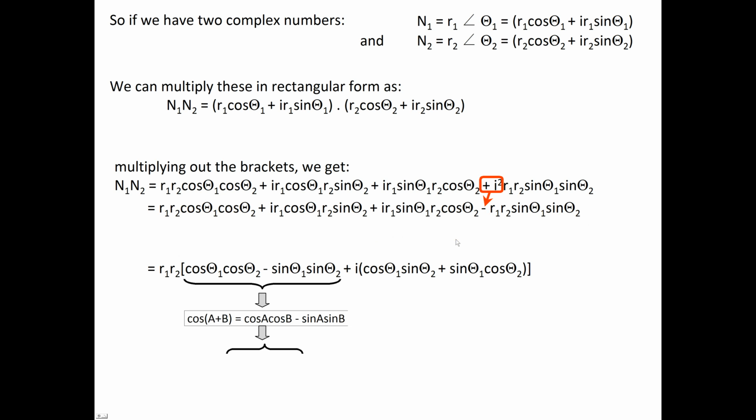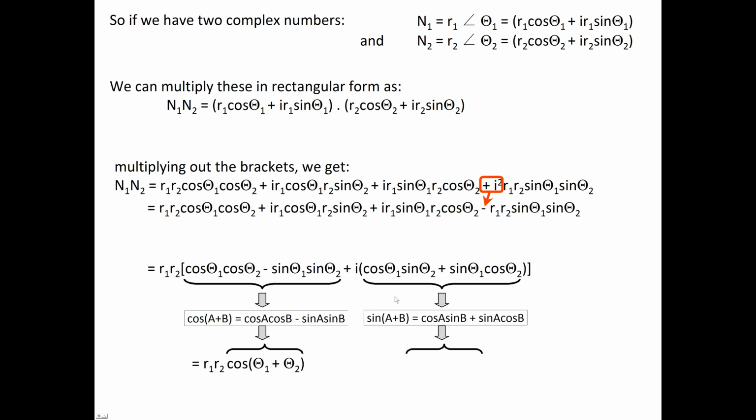And then from basic trig there is a trigonometric identity which identifies that cos of two angles A plus B is equal to cos A cos B minus sin A sin B. So if we substitute A for theta 1 and B for theta 2, we can see that we can replace this term here simply by saying it's cos of theta 1 plus theta 2.